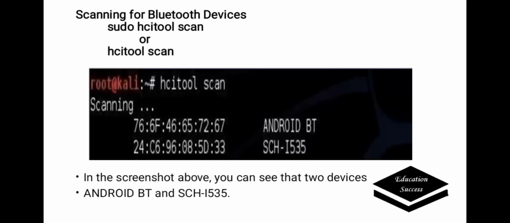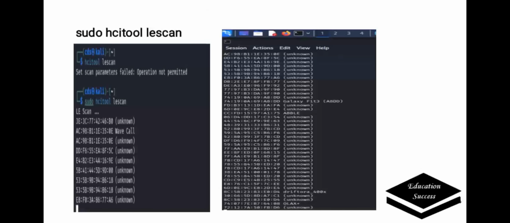So for scanning for Bluetooth devices, we use the command sudo hcitool scan or hcitool scan. It will show MAC addresses and Bluetooth device names. This is the screenshot of sudo hcitool scan.